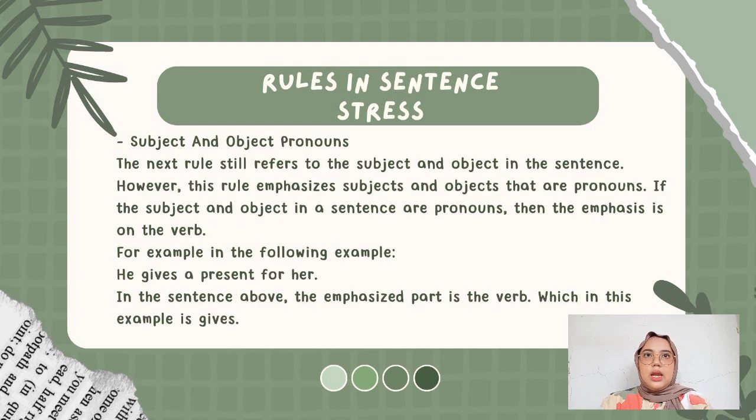Third, subject and object pronouns. The next rule still refers to the subject and object in the sentence. However, this rule emphasizes subjects and objects that are pronouns. If the subject and object in a sentence are pronouns, then the emphasis is on the verb. For example, in the following example, "he gives a present for her." In the sentence above, the emphasized part is the verb, which in this example is "gives."